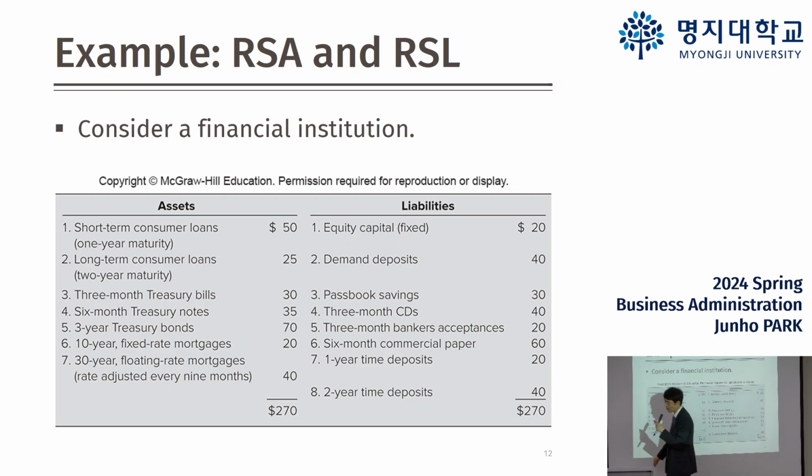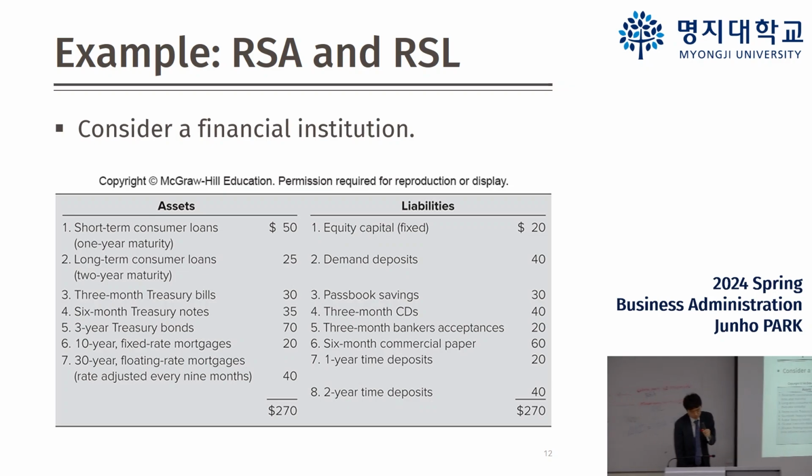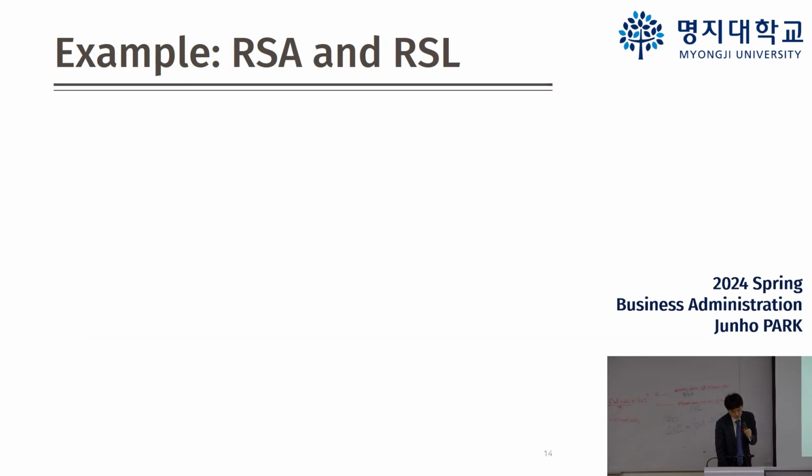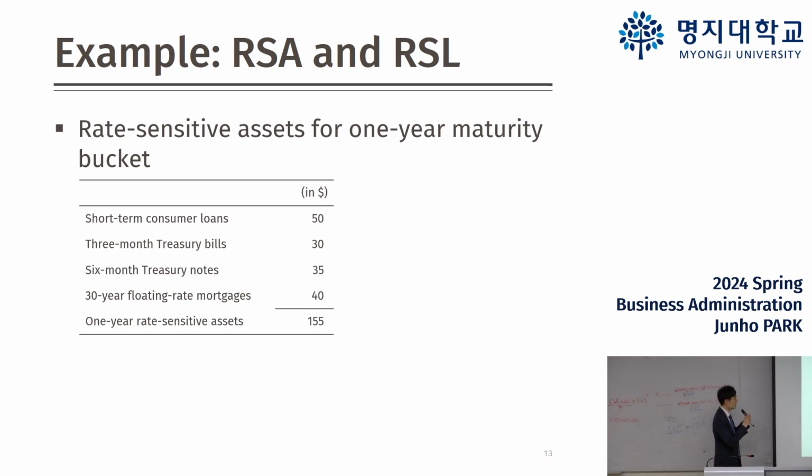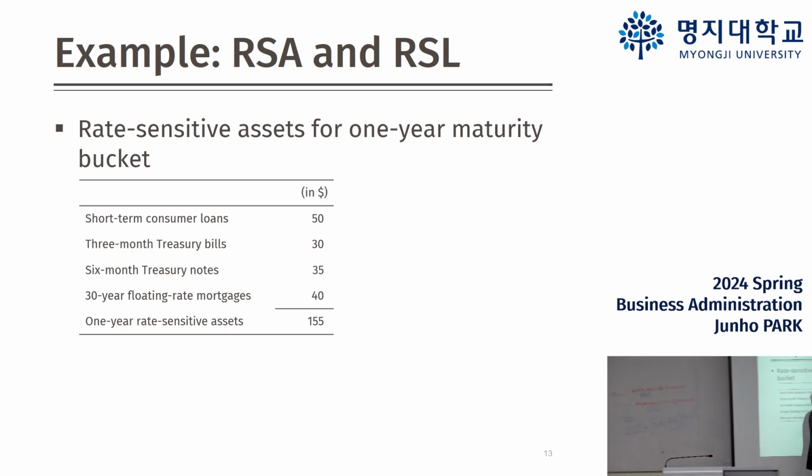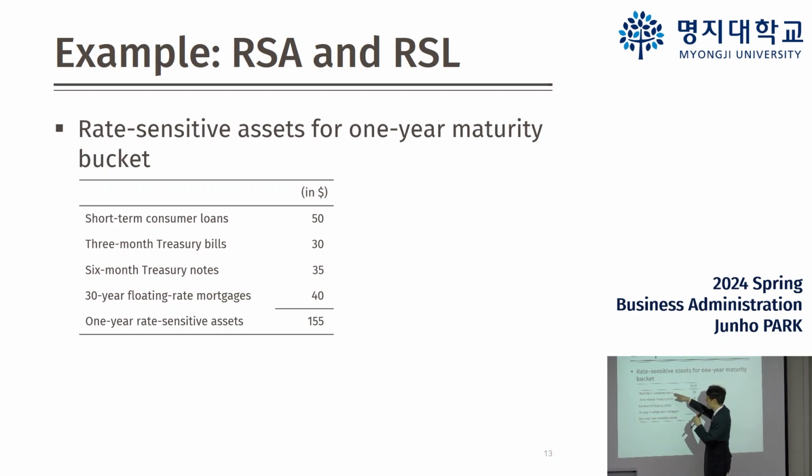So as a result, we have 4 rate sensitive assets. First, we have short-term consumer loans. Second, 3 months treasury bills. Third, 6 months treasury notes. And finally, 30-year floating rate mortgages. And therefore, our rate sensitive asset for 1 year maturity will be 155.